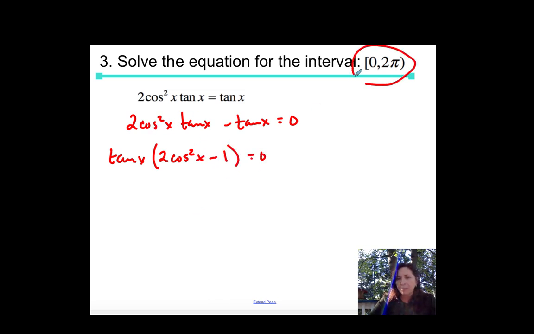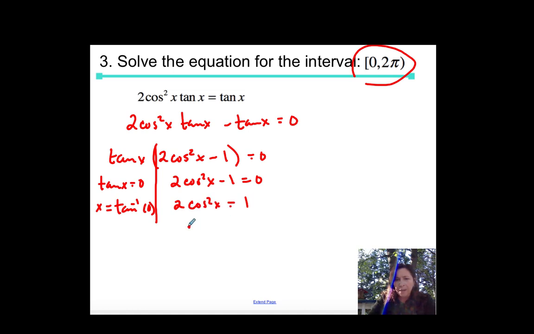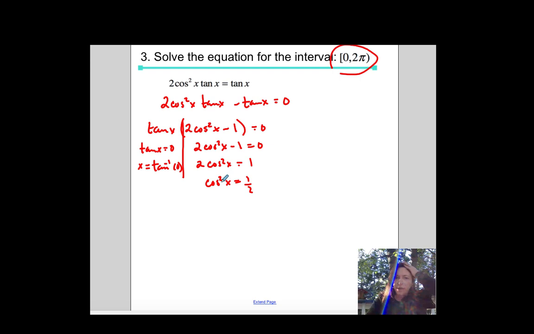And again, I have a restricted domain here, so you can only go from 0 to 2 pi. So I'm going to split both these up. I get tangent of x is equal to 0, and I get 2 cosine squared of x minus 1 equals 0. For this left side, I'm going to get x equals arctangent of 0. For this one, I get 2 cosine squared of x equals 1. Cosine squared of x equals 1/2. Before I move my cosine over, I notice that I have a square here, which means that I do need to square root both sides to get rid of this square.